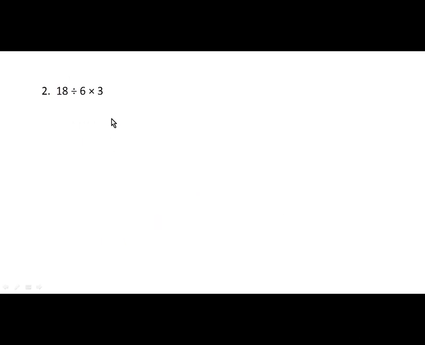18 divided by 6 times 3. Okay, there are no parentheses. I see division before I see multiplication, so it gets done first. So I do 18 divided by 6, that's 3. So I now have 3 times 3, 9.